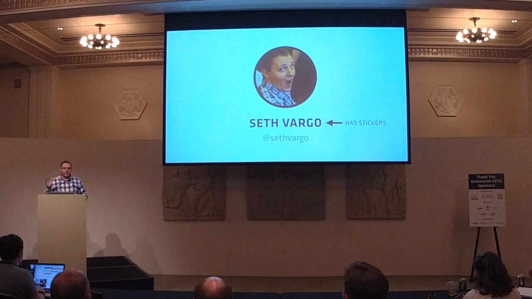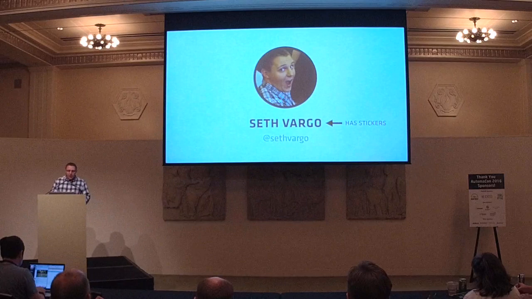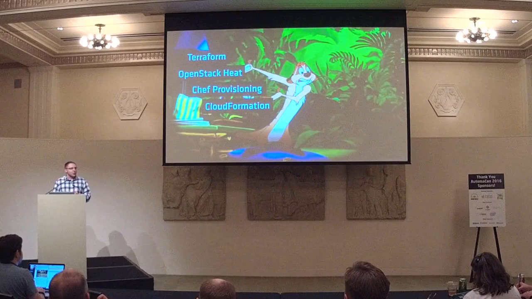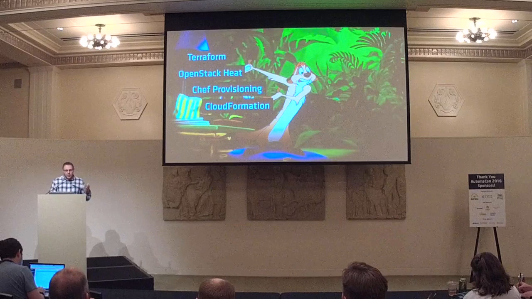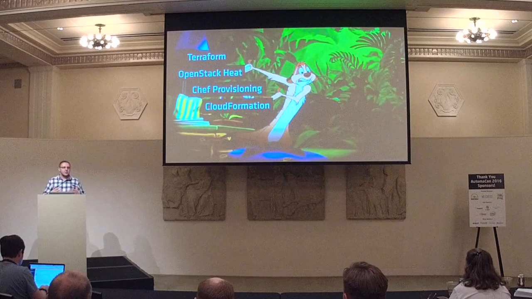I want to talk a little bit about this concept of infrastructure as code, and then I want to talk about this open source tool called Terraform that can help manage this complexity. So you might have heard of some of these tools that exist in this space. We're just constantly creating tools. We have Terraform, and then OpenStack has Heat, Chef Provisioning, AWS has CloudFormation. And all of these tools do different things in slightly different ways, and they claim to have the same goals. They claim to have this infrastructure as code, this single workflow.